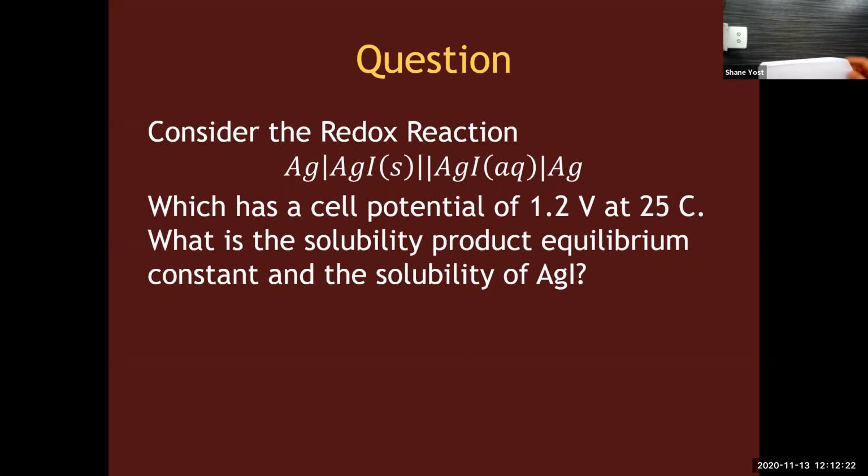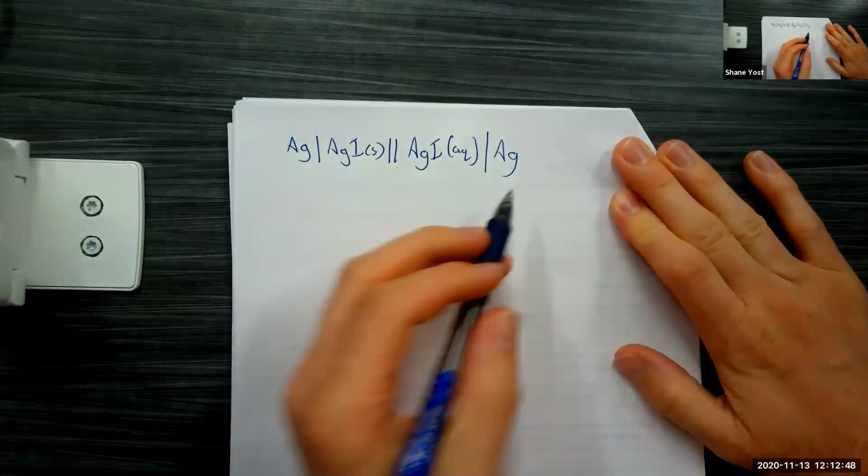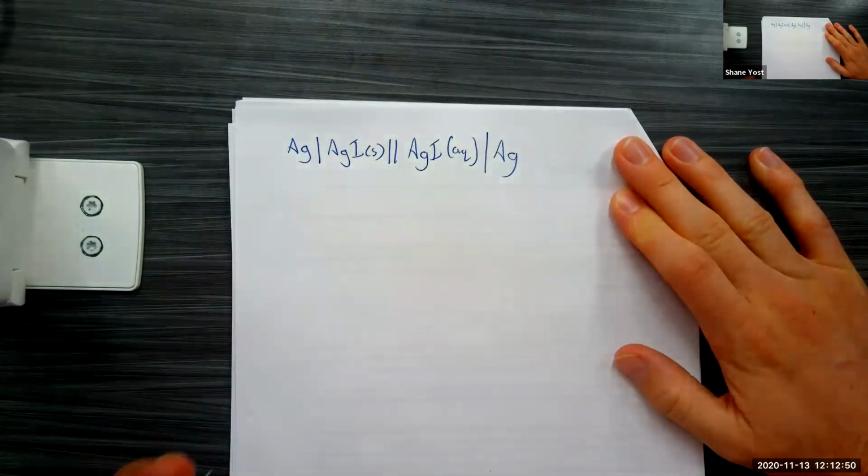All right. So again, I'm going to write out the line notation here so we can see what is going on in the overall chemical reaction. Let's start this line notation to write out our redox reaction.